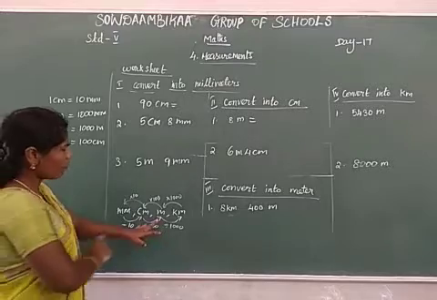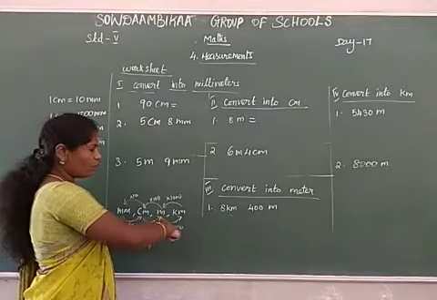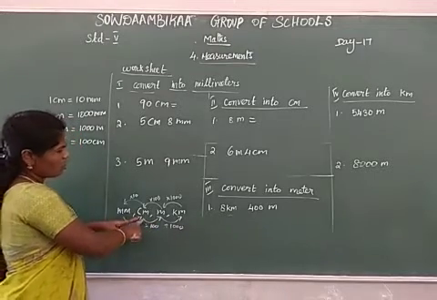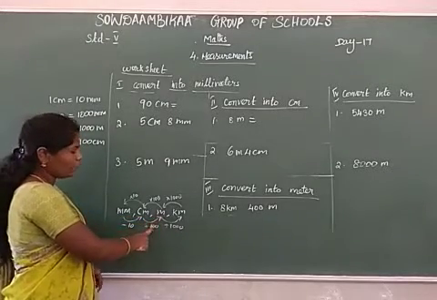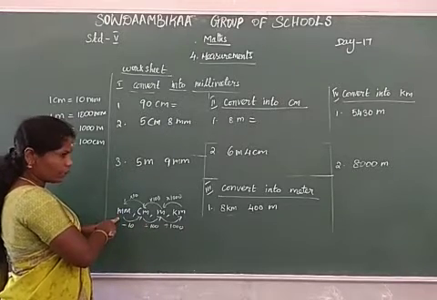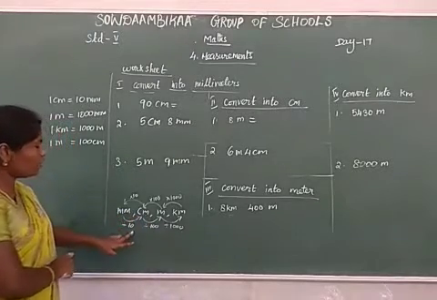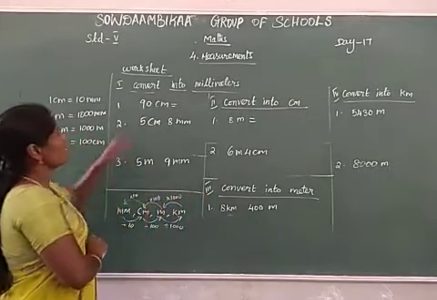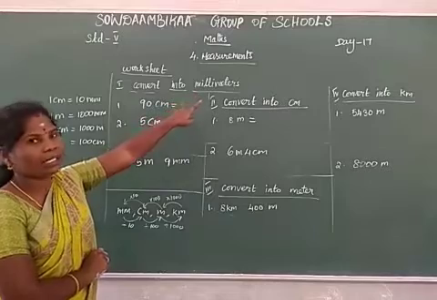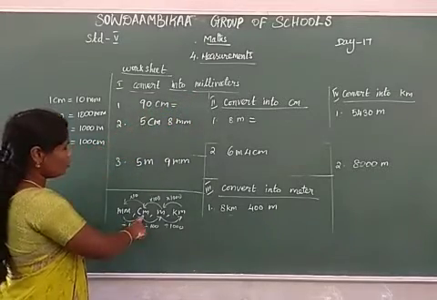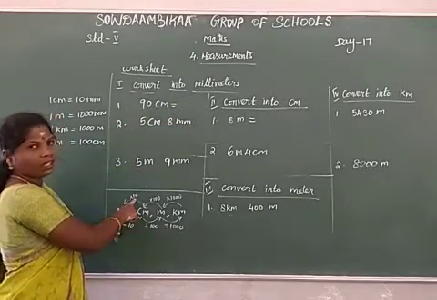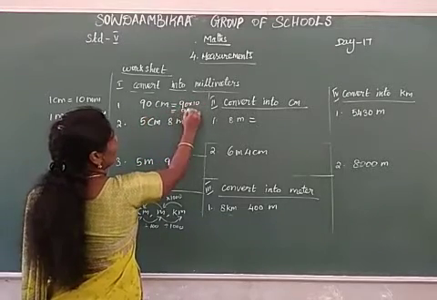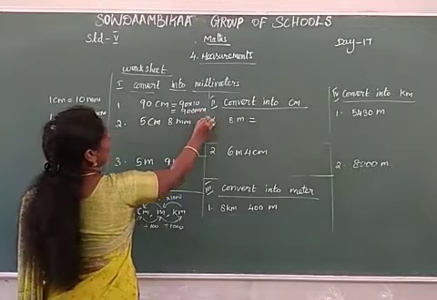Now see, if the question is given in meter and you convert to kilometer, divide 1000. Next, if the question is given in centimeter and you convert to meter, divide 100. If the question is given in millimeter and you convert to centimeter, divide 10. Okay, now use the formula. So, sums. First, 90 centimeter, convert to millimeter. The question is given in centimeter, you convert to millimeter, so multiply 10. 90 into 10, 900 millimeter.